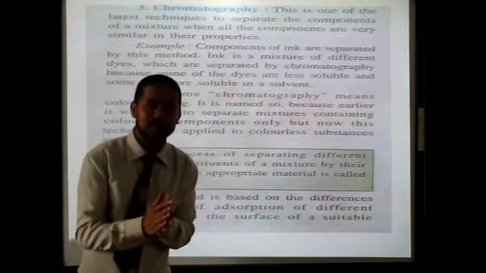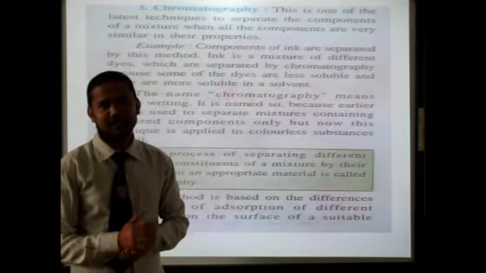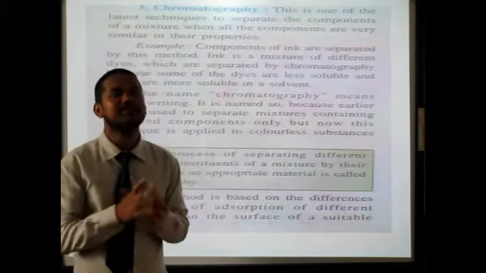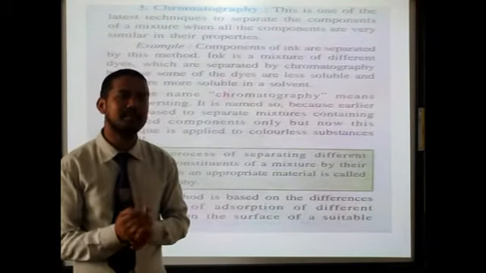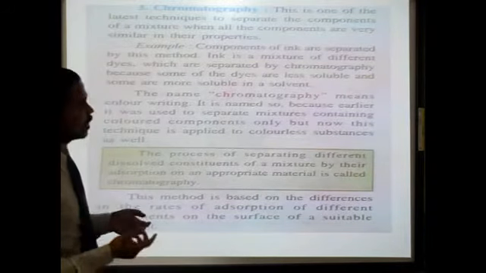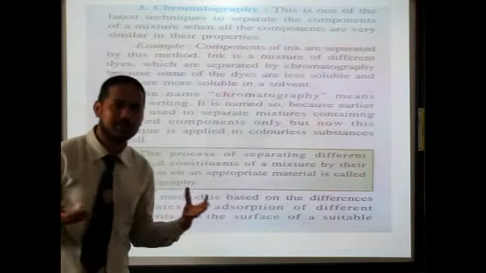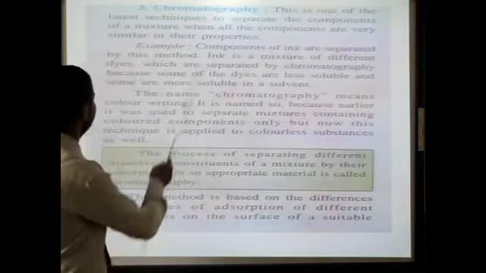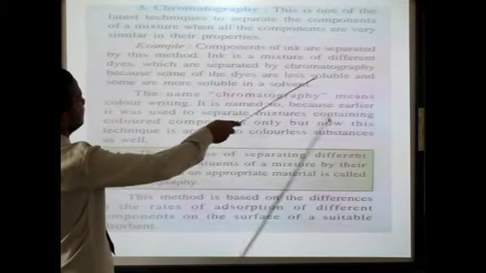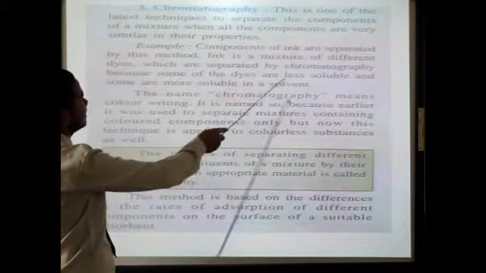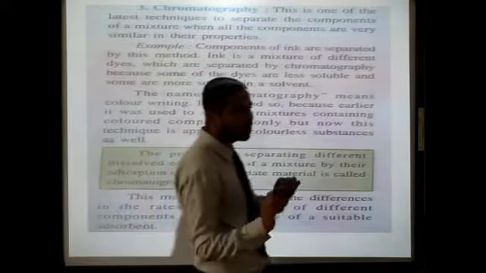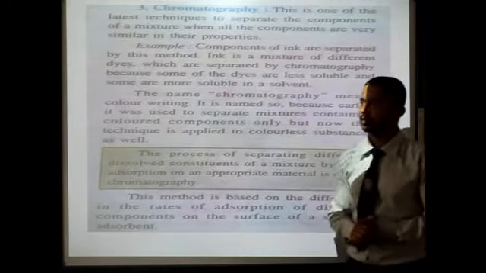When you see ink, you say blue ink or black ink. But this blue ink contains a lot of colors. A lot of colors are there in this blue ink or black ink or red ink. They are made up of different coloring substances, dyes, which are separated by chromatography because some of the dyes are less soluble and some are more soluble in a solvent. So, on which principle does chromatography work?